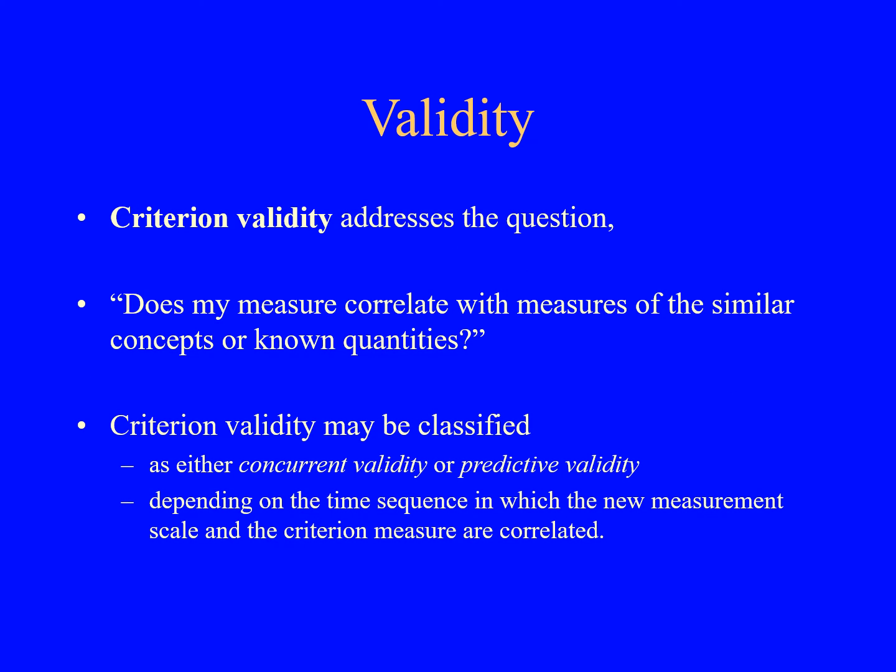Criterion validity addresses the question, does my measure correlate with the measures of a similar concept or known quantities? Criterion validity may be classified as either concurrent validity or predictive validity, depending on the time sequence in which the new measurement scale and the criterion measures are correlated.